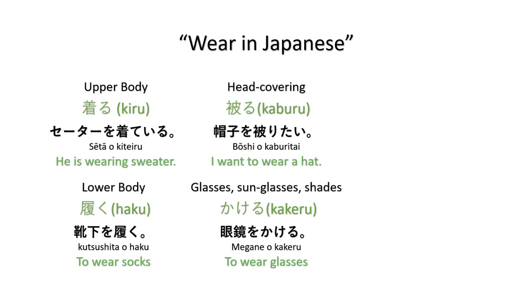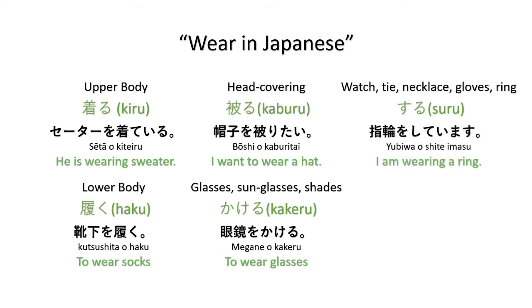To wear glasses. メガネをかける. For watch, tie, necklace, gloves, rings, we use する. 指輪をしています. So, して comes from する, the te form. 指輪をしています. I am wearing a ring.